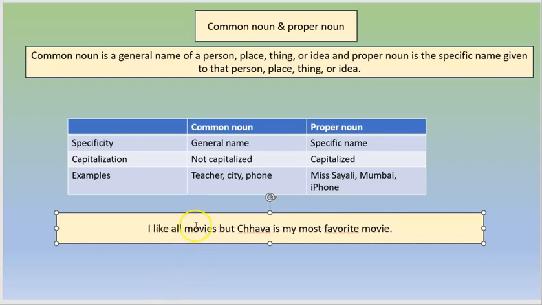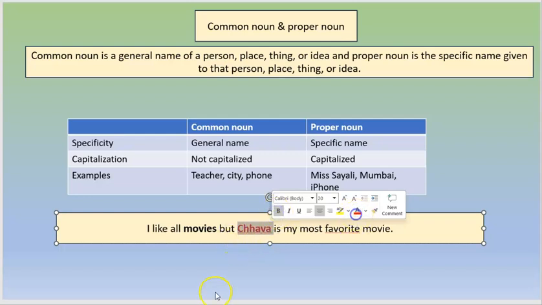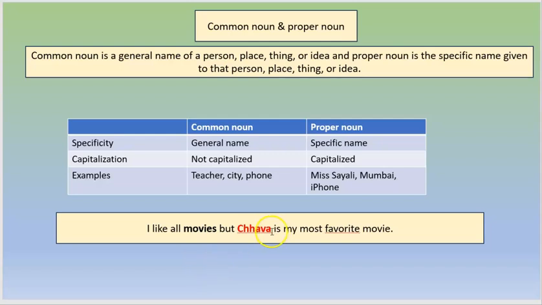Now, here, movies and Chava are two nouns, right? But when we think about movies, is it only Chava? No. We are thinking about all the movies in this world. So it's a common noun. But when we say Chava, we are actually thinking about that specific movie. So Chava becomes the proper noun and movies become the common noun.